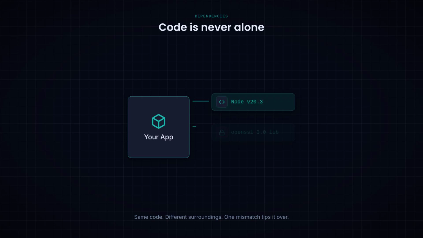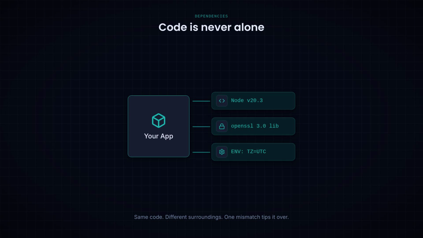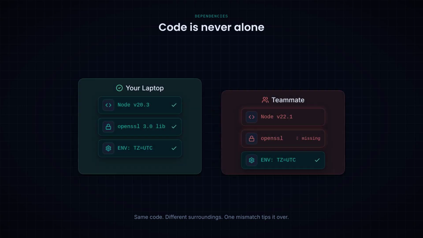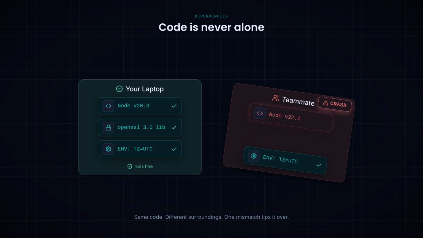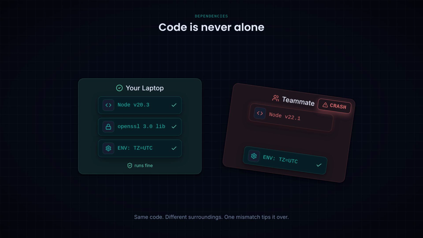Here's what's actually going on. Your app doesn't run by itself. It quietly leans on a whole pile of things around it. A specific version of a programming language, a handful of small helper libraries, a few settings buried deep in your operating system. On your laptop, all of that happens to be set up just right. Your teammate's computer? Slightly newer version here, a missing piece there. The code is identical, the surroundings are not, and software is fussy. One mismatched piece, and the whole thing tips over.